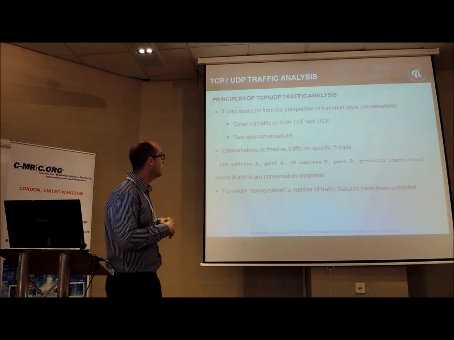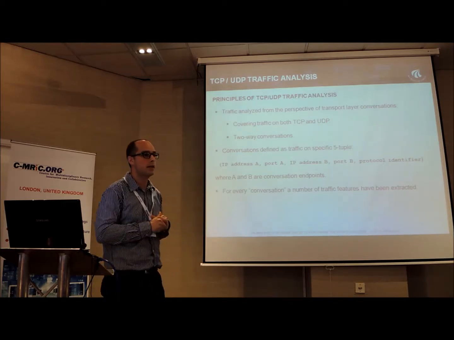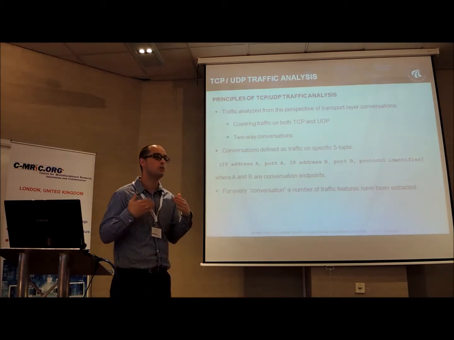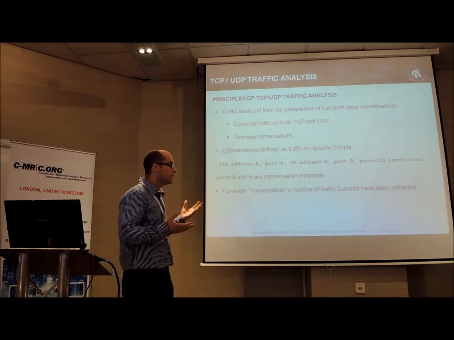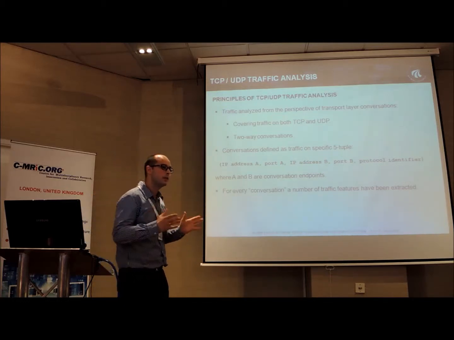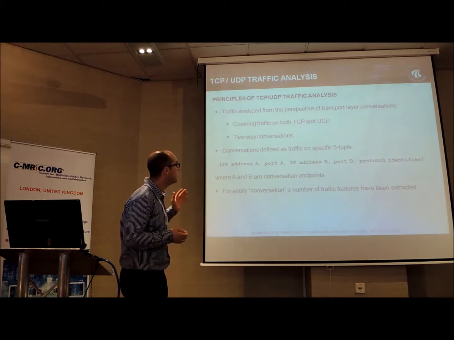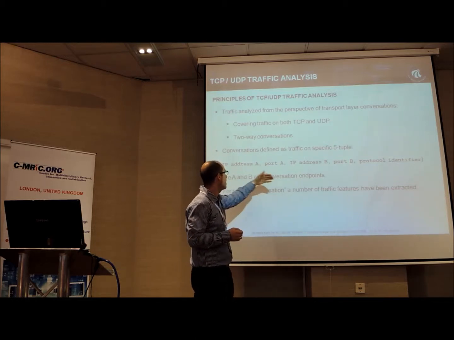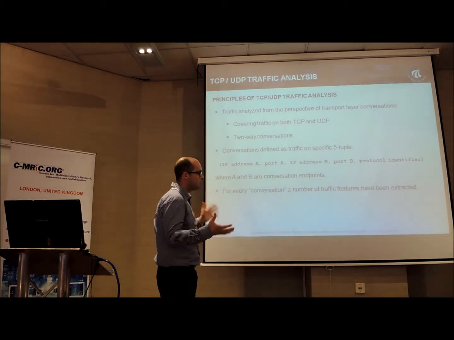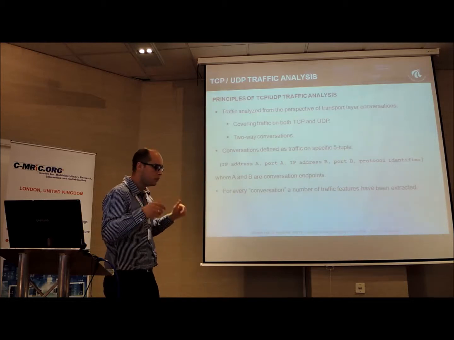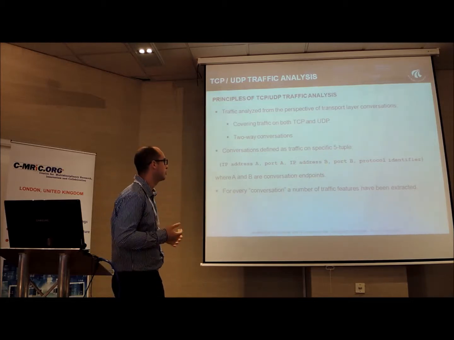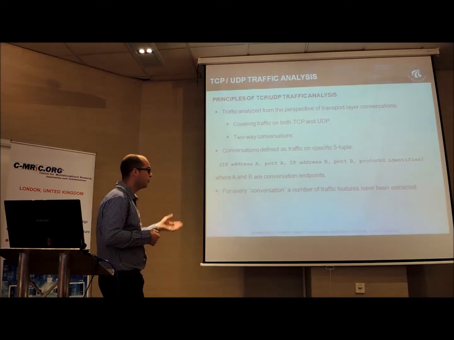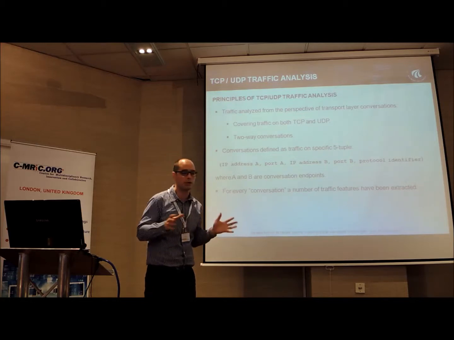So we are looking at TCP and UDP traffic from the perspective of transport layer conversations that cover both TCP and UDP, and we look at two-way conversations. Some people define it as a flow, but we call it a conversation: all the traffic between two IP addresses, IP address A and IP address B, and port A and port B, is considered a certain conversation, where A and B are conversation endpoints. And for each conversation, we take a number of features.